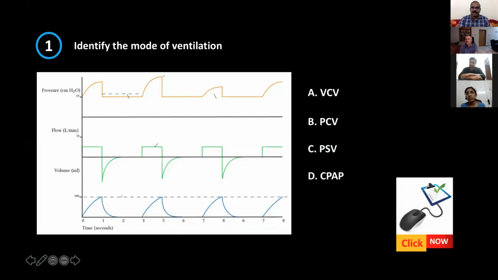So you will get a poll window now for the audience. Select the best answer. Okay, I think the poll window is open now. Identify the mode of ventilation. So far our 3 friends were interpreting. Now it's your chance. Okay, I think more people can vote.